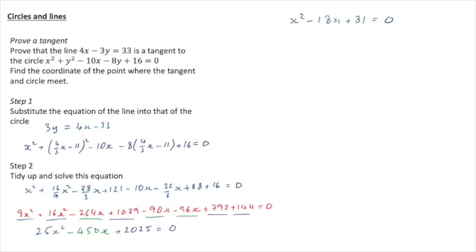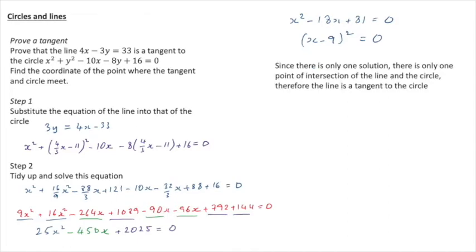So divide by 25, that gives us rather nicer x squared minus 18x plus 81, and you may notice that 81 is 9 squared and 18 is 2 times 9, so that in fact tells us we have x minus 9 all squared equals 0.